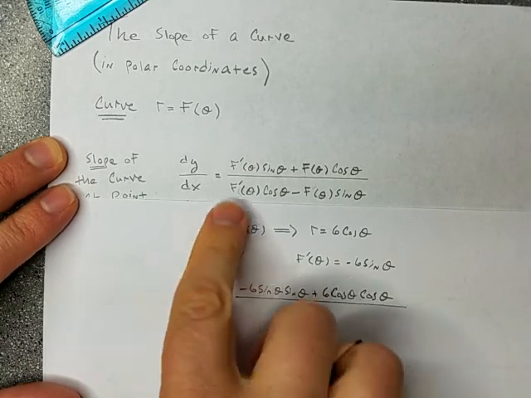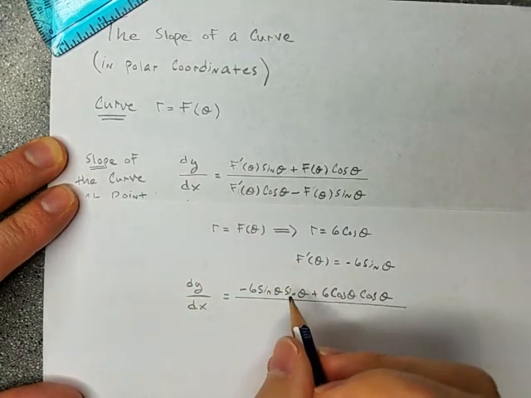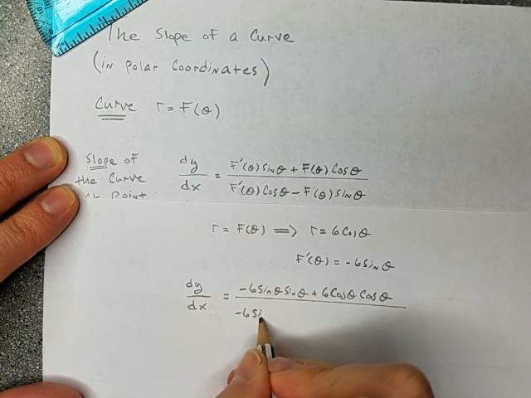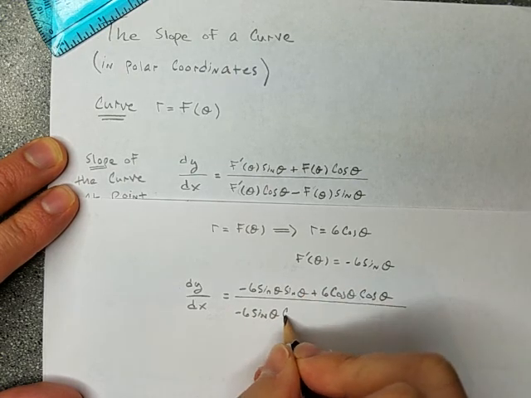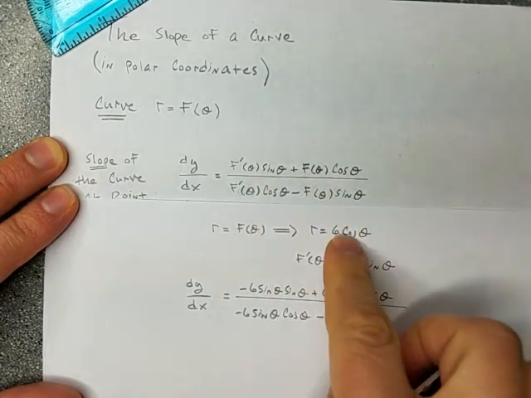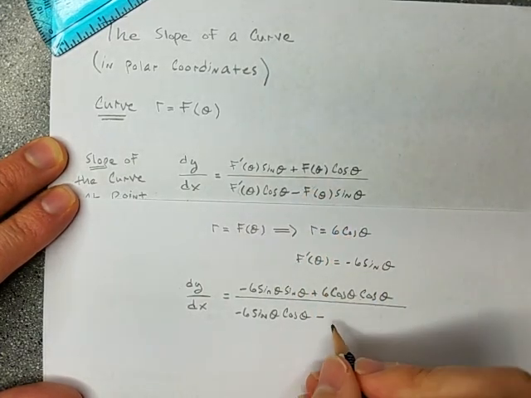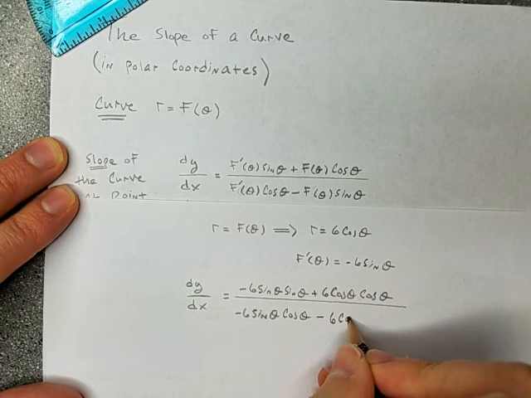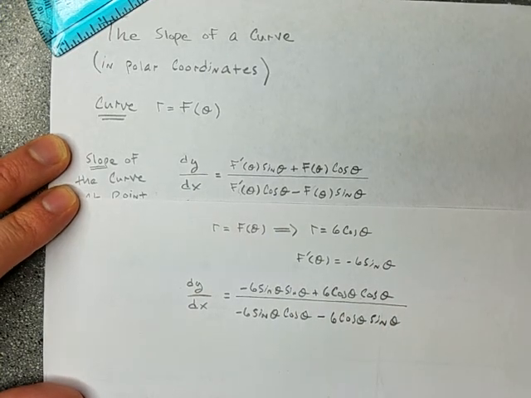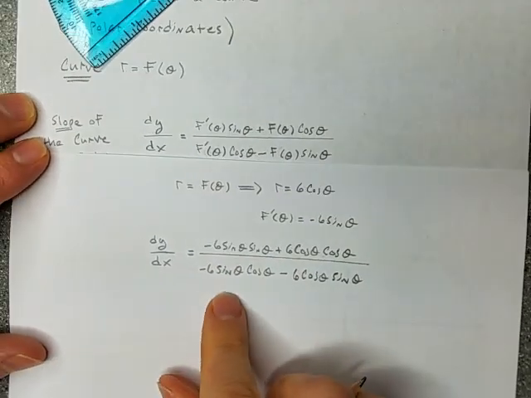And then underneath that, f prime theta. So that's going to be negative 6 sine theta, cosine theta. And then minus f theta. F of theta is 6 cosine theta. So I get 6 cosine theta sine theta. All right, so that's initially what I get, which can be reduced quite a bit.